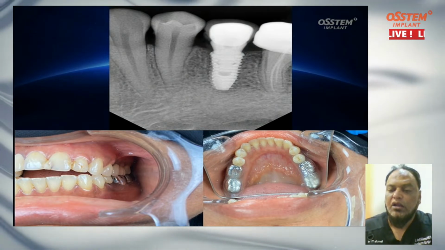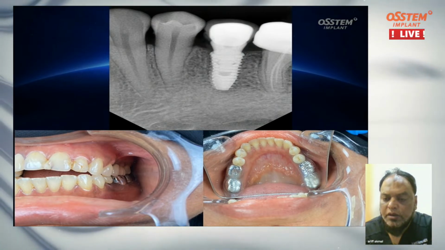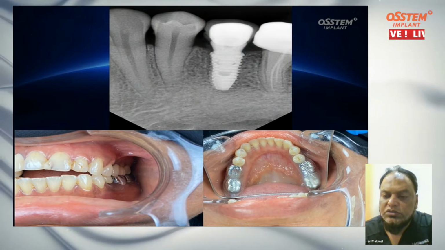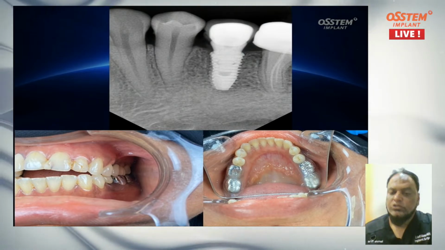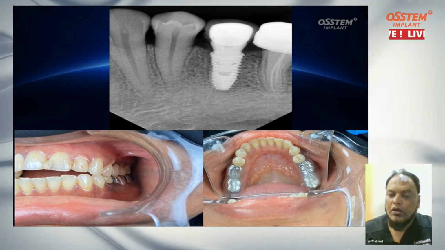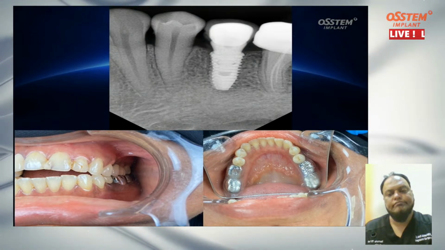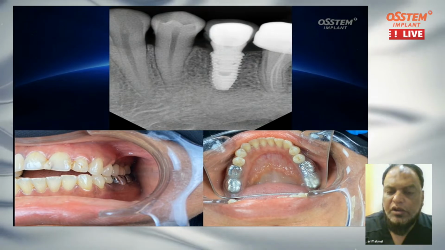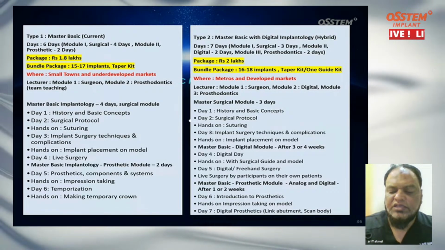Am I using a long scan body? Am I using a short scan body? Which one should I use? For full arches, should I use an oral scanner, or should I use photogrammetry? So it all depends on your decision and how you invest.